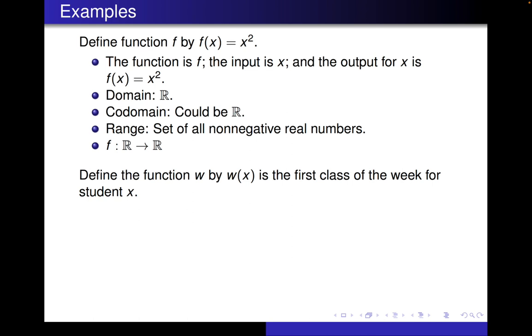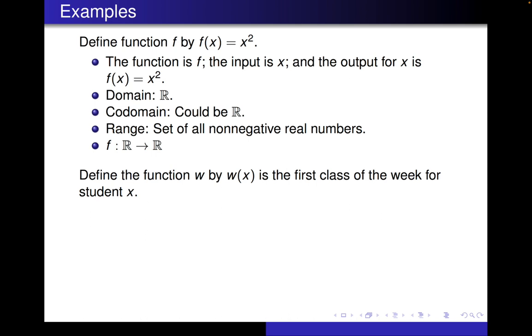So here's a different function. Slightly different. I want to do at least one without numbers to show you that functions can have domains and codomains that are all sorts of different things. So now we're defining the function w, so that's the name of the function. W of x is the output, x is the input, and x is a student. And we didn't say which student, but we'll define that in the codomain later.